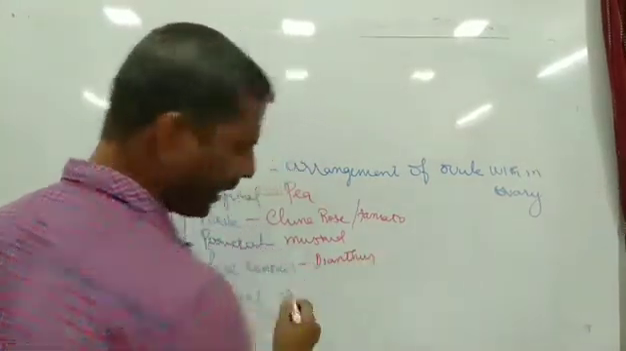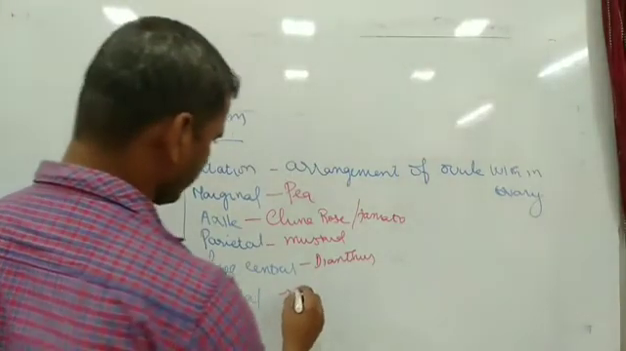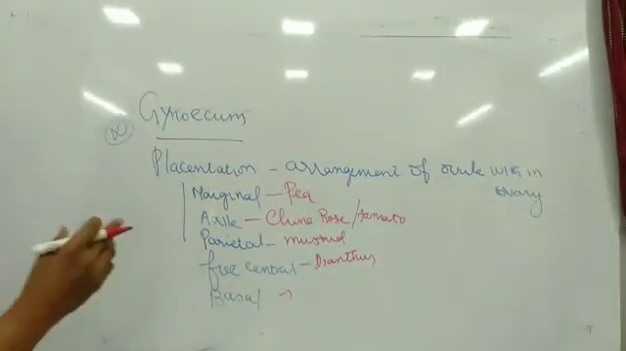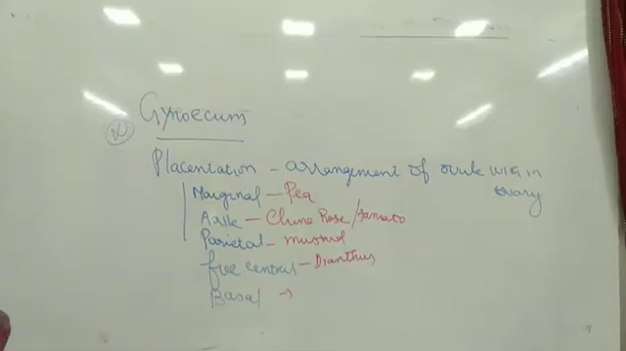Basal placentation is very common in this. I forgot to write it, I'll tell you in the next class. So marginal is in pea plants, then axile, parietal and free central. The basal one I'll tell you in the next class. This is the kinds of placentation which occur in the gynecium.